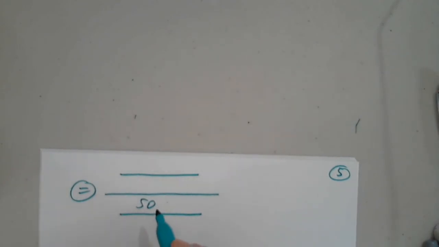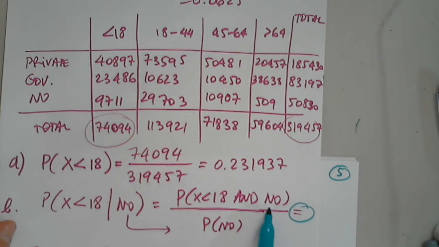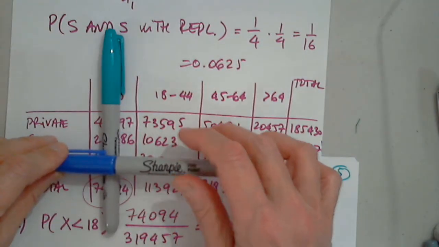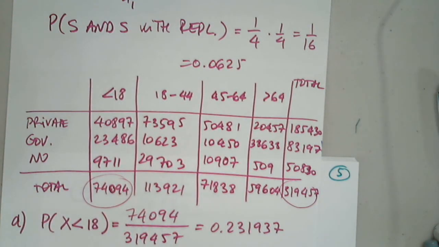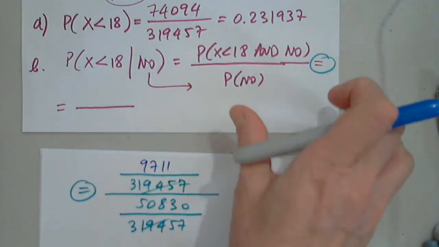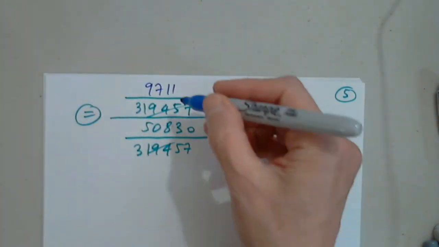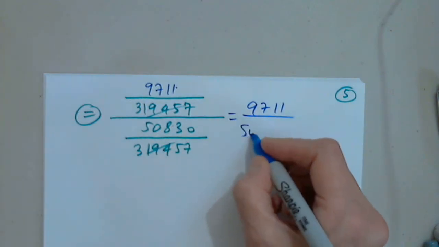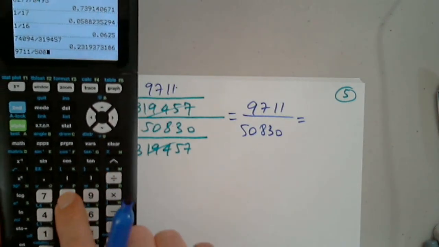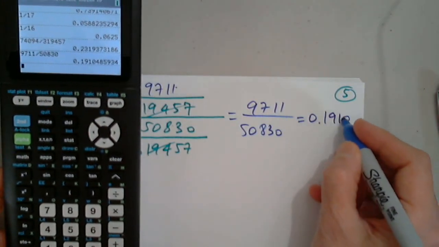Okay. 50830 over the total of 319457. Of course, it will simplify. But let's take a look now at the top. This and this: less than 18 and no at the same time out of the grand total. What is the intersection? So it's 9711. And of course, when we divide, we will divide just these two. 9711 over 50830. Whatever that is. So this is 0.19104.